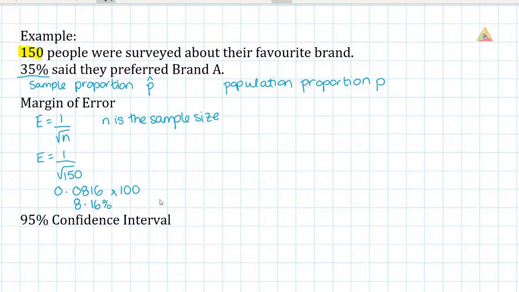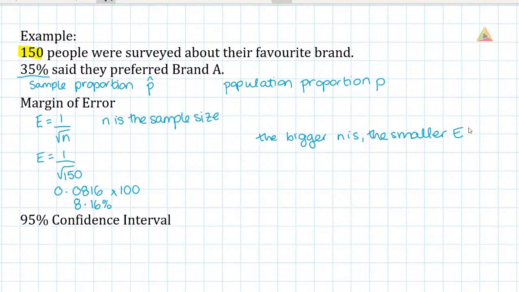8.16% error. What this margin of error tells me is that we've said from this survey that 35% preferred brand A, but we now think that there's a little bit of wiggle room there, up to 8.16% either side of that 35%. The bigger the sample size, the smaller the margin of error is going to be. So the bigger n is, the smaller the error. If there was a question about how we could reduce the error, we could say increase the sample size, and that's going to give us less error.